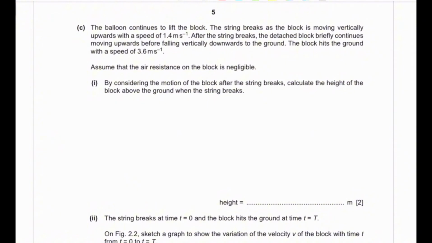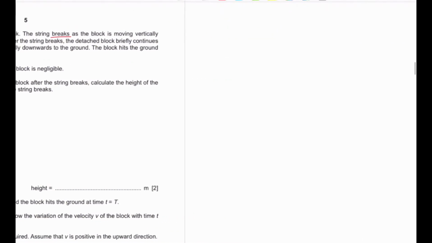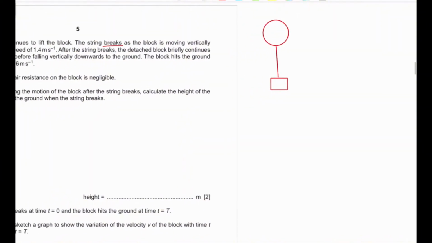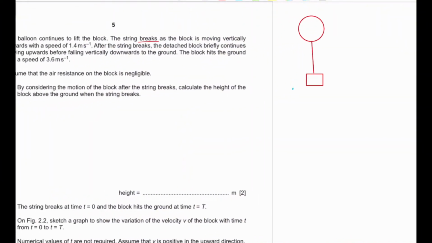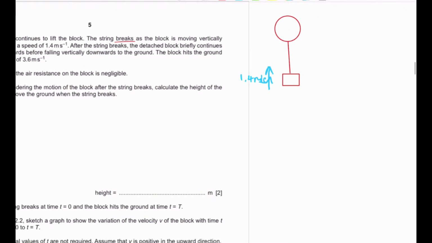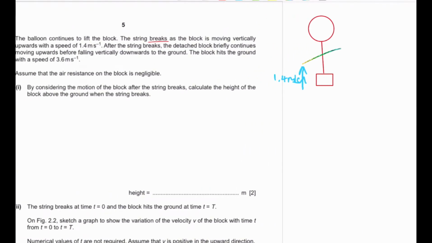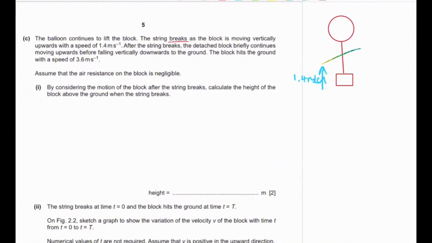The balloon continues to lift the block up. The string therefore breaks as the block is moving vertically upwards, right, with a speed of 1.4. So let's try to draw this. Our balloon is over here and it's lifting this particular block over there. As the block is moving up with a speed of 1.4 meters per second, the string then breaks.